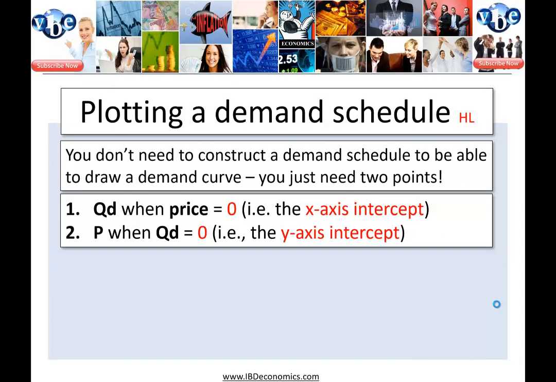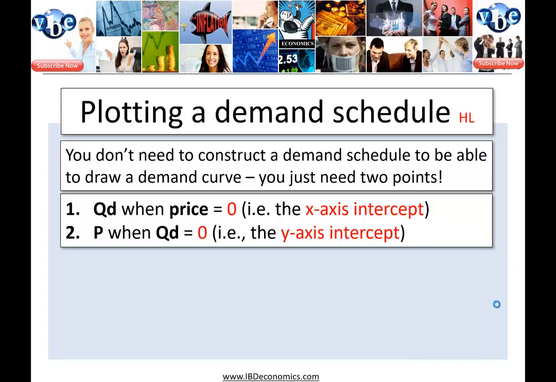Right, so we're going to take a demand schedule and we're going to plot that. And we don't need a whole demand schedule to be able to draw the demand curve. All we need are 2 points. So that's really important. We can save ourselves a whole lot of work here. We know that the demand curve is a straight line. If we can find where that straight line hits the x-axis, we can plot a point. And if we can determine where that straight line hits the y-axis, we can plot a point. Remember, x-axis being the quantity demanded, y-axis being the price.